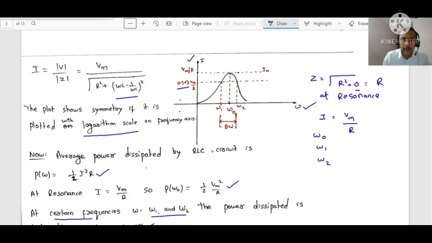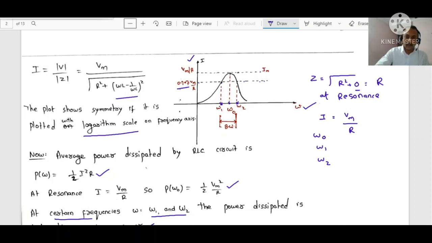There you draw a line parallel to the omega axis. Now extend it onto the x-axis, and the points where it intersects the x-axis indicate omega 1 and omega 2.